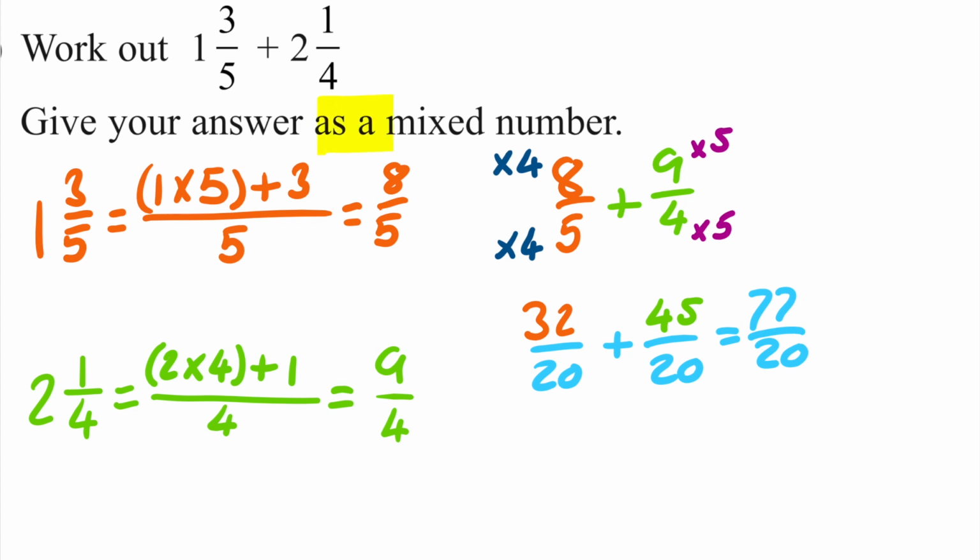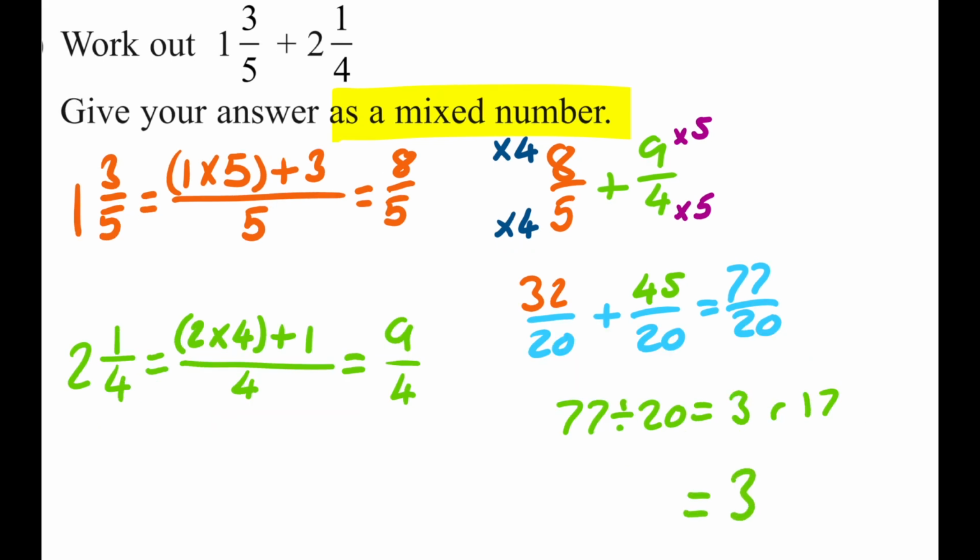We want our answer to be a mixed number, so we now need to see how many times 20 fully goes into 77. So 77 divided by 20 gives us 20, 40, 60, so 3, with a remainder of 17. So that gives us 3 wholes with a remainder of 17 over 20, and that is our answer.